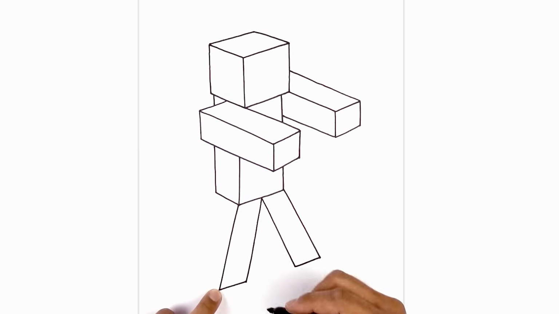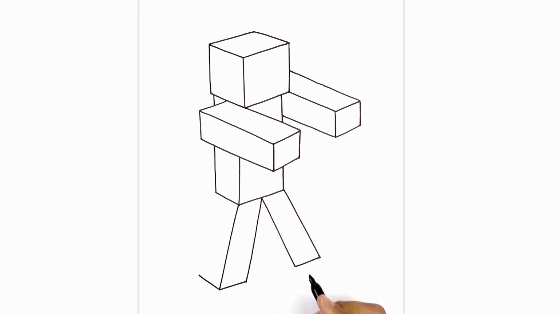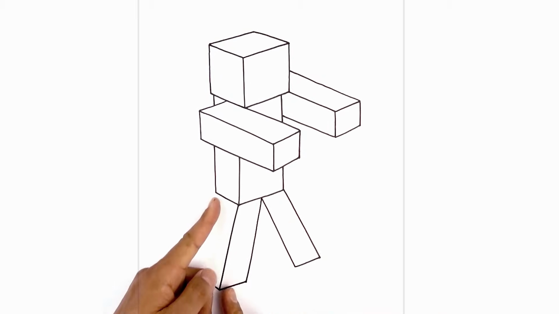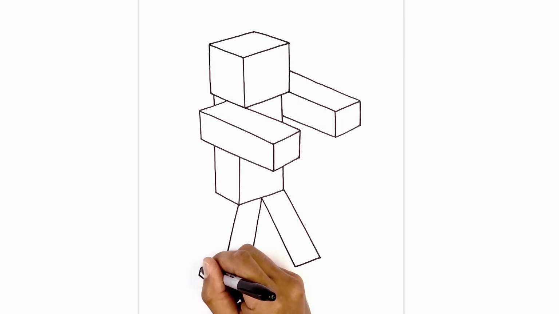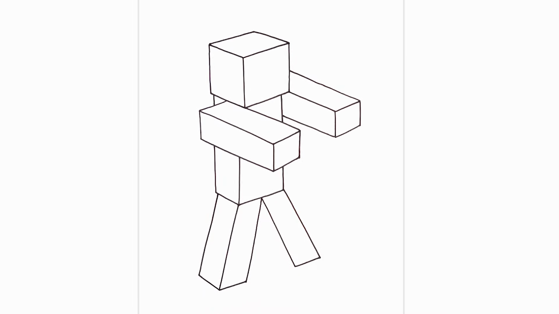Now from this corner here, we're just going to angle up and out towards the back of the leg. And then again, following the same angled line in behind the body. So starting down here, we're going to follow that all the way up in behind the body.